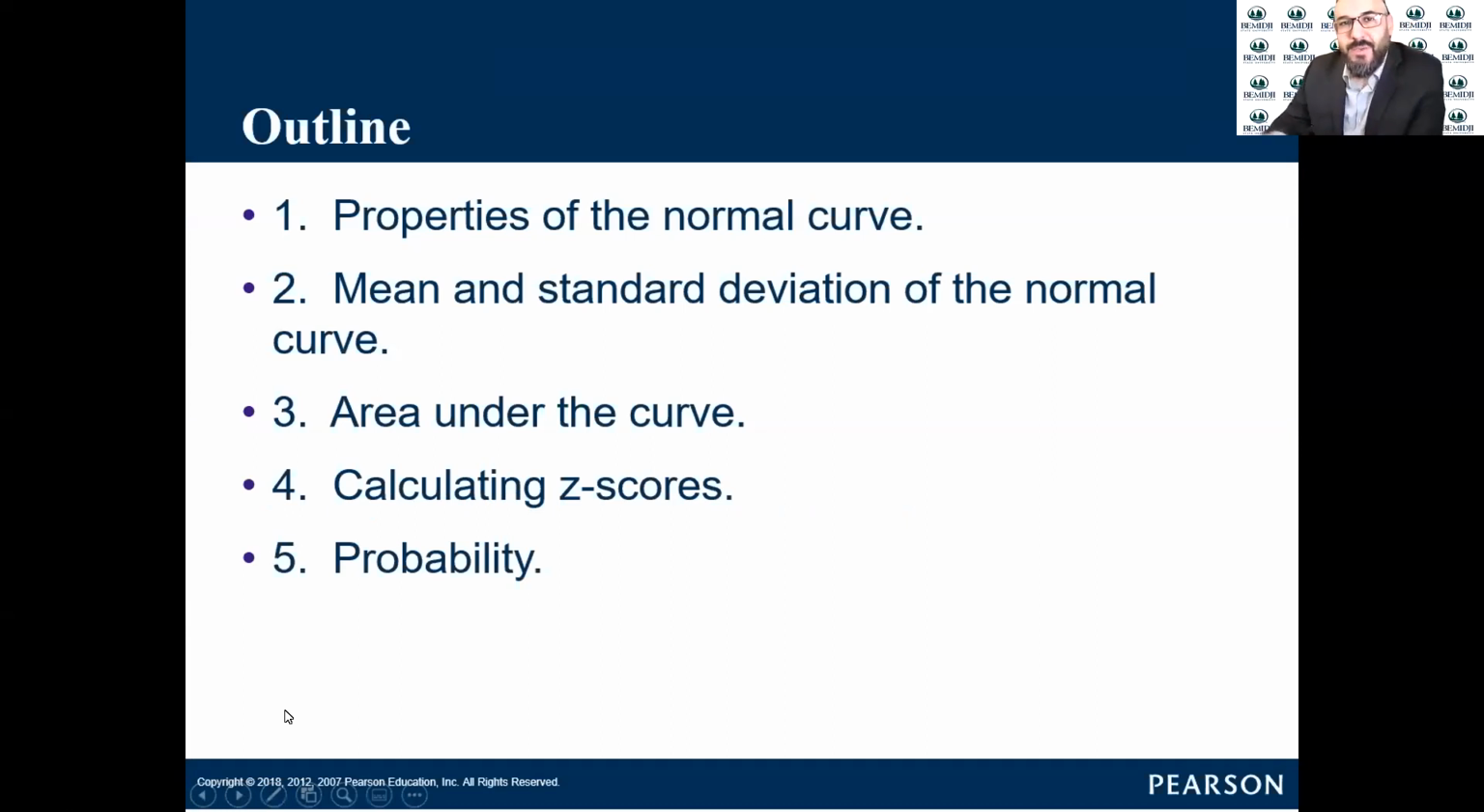The first thing that we need to do is take a look into the goals for this video. We'll be talking about the characteristic of the normal curve, including the mean, the normal distribution. Also, we'll be talking about the area under the curve. Number four, we'll be talking about how we calculate the z-scores. And last thing, we need to end up with probabilities.